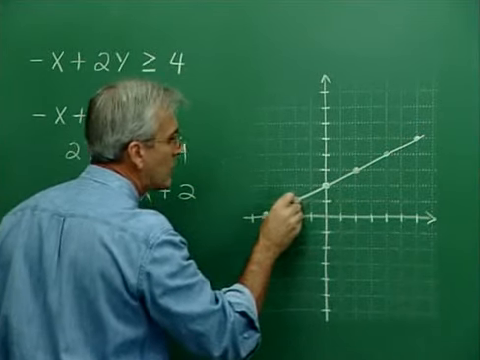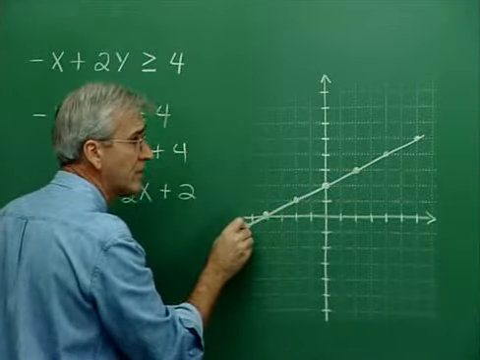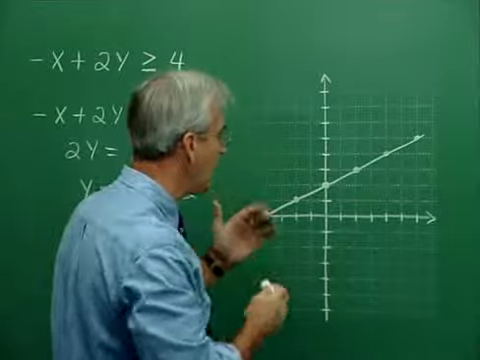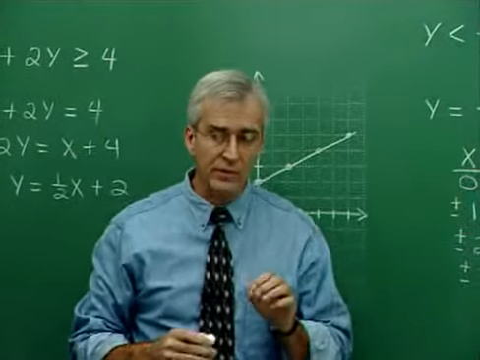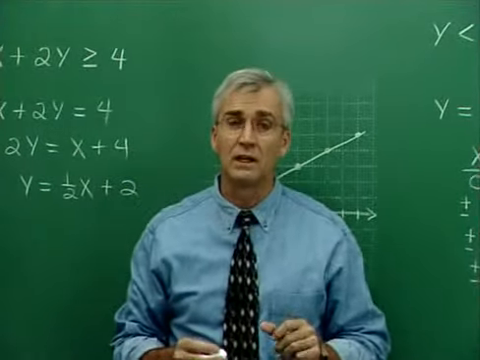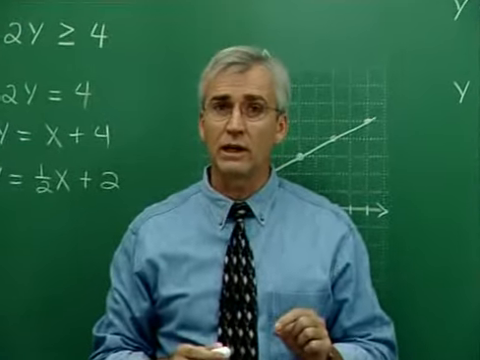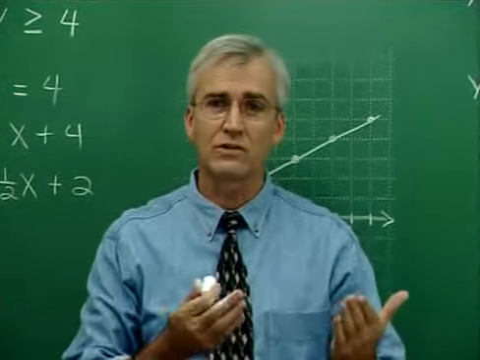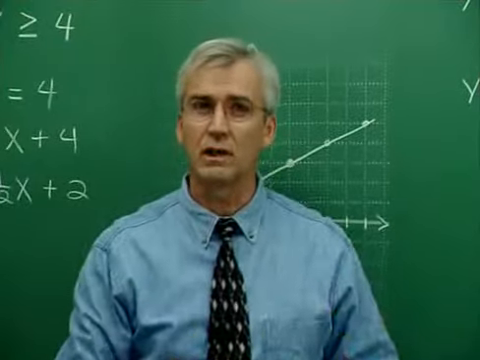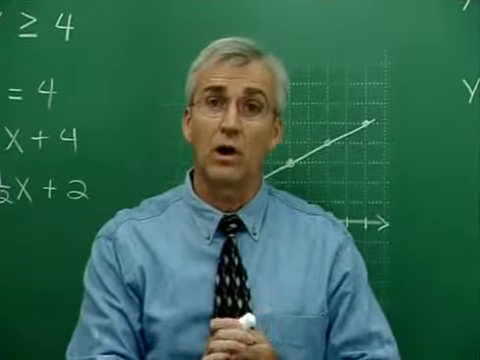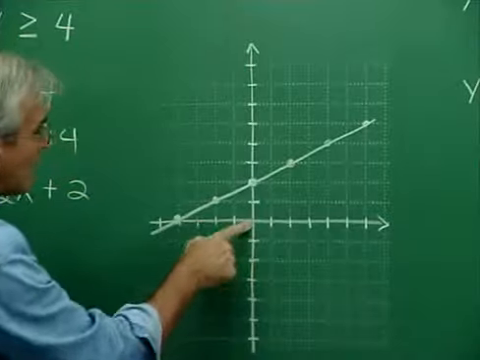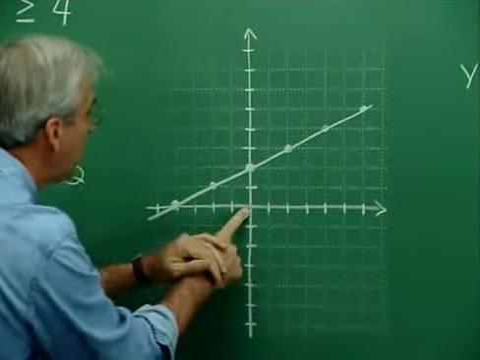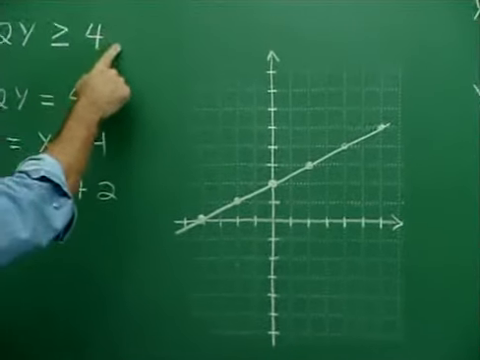Now, as I say, this is the border of the solution region. It turns out that we identify which region is the solution region by taking a test point. A rather easy test point is the origin of the coordinate plane, simply because when x is 0 and y is 0, they're easy to plug into the original inequality. And that's what we're going to do. So we take the coordinates of the origin, 0, 0, and we plug into the original inequality.